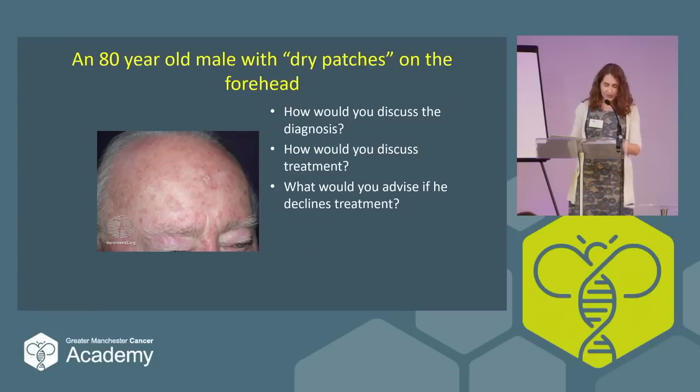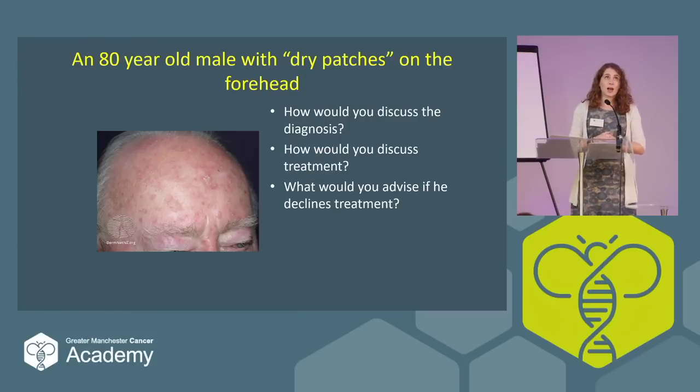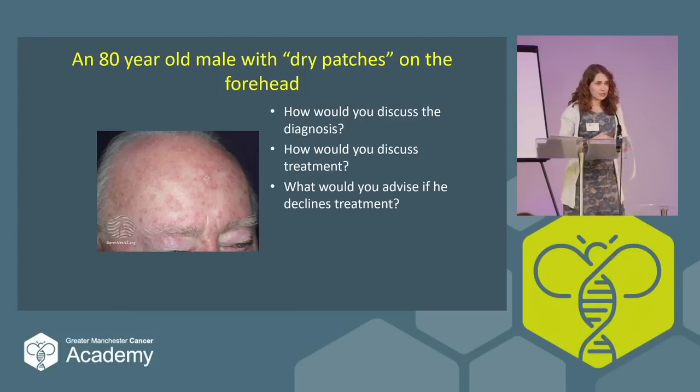Here we go. So this is Ray. Ray is 80, and Ray's daughter's brought him in. He uses a stick. He's got COPD, heart failure, quite frail, and she thinks he's got a funny rash on his head, and she wonders if it's contagious and wants to know what it is.